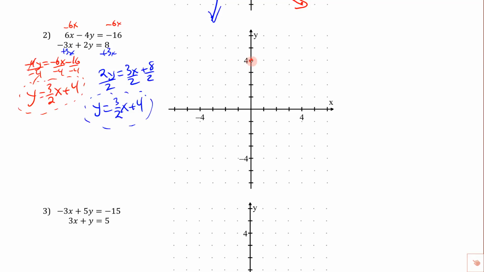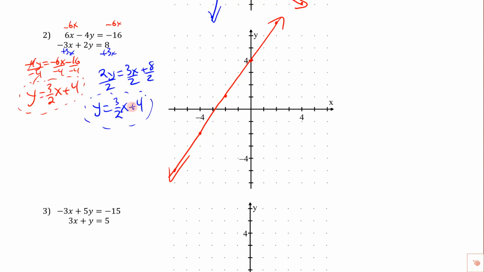This one crosses at 4, and the slope is 3/2, so we would rise 3 and run 2, so about right there. It's off the charts, but we're pretty close there. Then going the other way, down 3 and back 2, down 3 and back 2, and notice how those are lining up. That looks great. So I've got this red line right here, and again, it's important to extend it in both directions because you never know where these are going to cross.